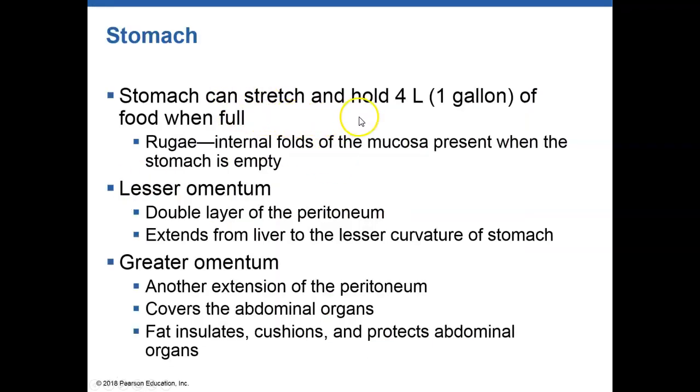The stomach can stretch, and it can hold a lot of food, depending, of course, if there were any surgeries done on the stomach, then it could potentially be less than normal.